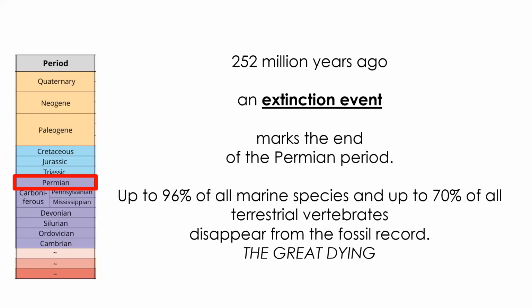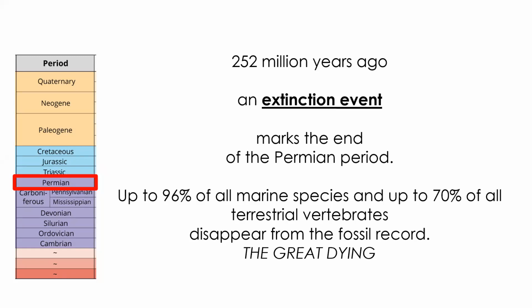The end Permian extinction is the biggest extinction event that we've ever seen in geologic history. 96% of all marine species, 70% of all terrestrial species. We call it the Great Dying for a reason. That's a lot of life on Earth that just disappears. The most likely reason is due to volcanic eruptions.